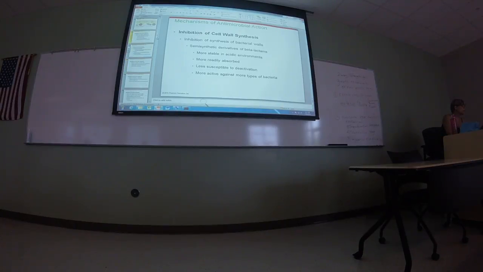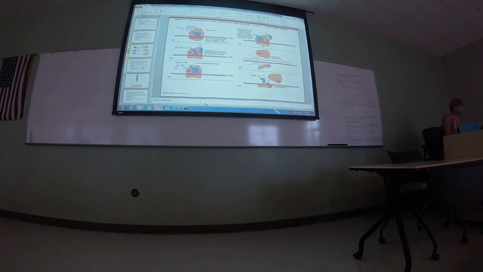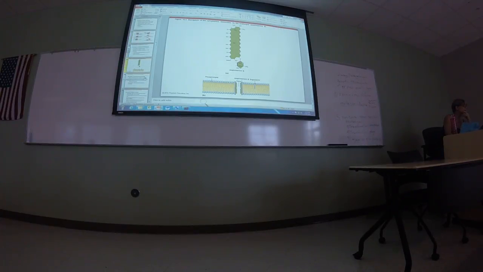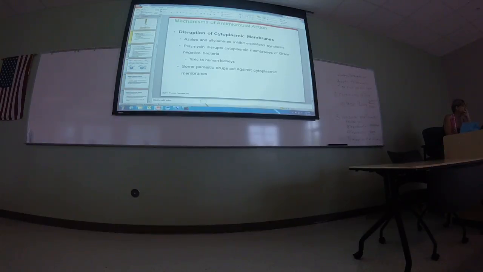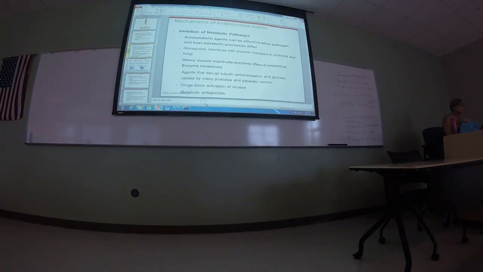Let's talk about spectrum of action. So this is ribosomes. It targets the ribosomes, you know that. Cytoplasmic membrane, you know that. Mechanisms of action, inhibition of metabolic pathways. Remember, we talked about anti-metabolites, like sulfa drugs. And we also talked about heavy metals. Heavy metals will inactivate enzymes. So they're also considered anti-metabolites, because if you don't have an enzyme, you can't run your metabolic reaction.